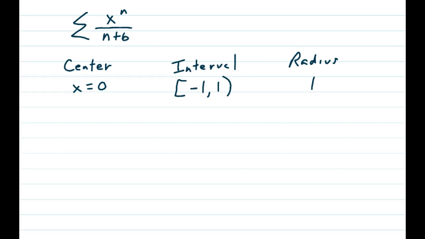So in conclusion, we see that the power series x to the n over n plus 6 has a center at x equals 0. It converges on the interval -1 to 1, where -1 is included and 1 is not included, and the radius is 1.